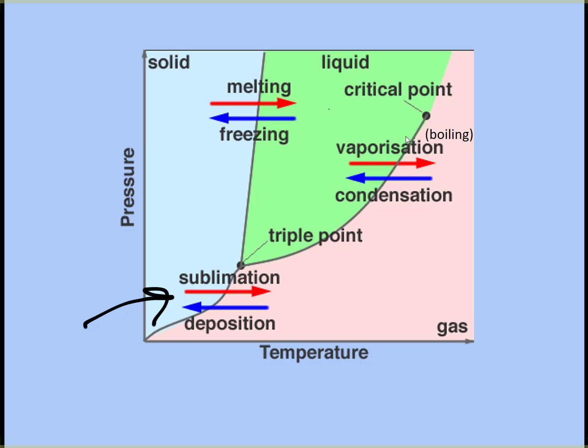A good example of that is dry ice. If you get some dry ice, it will go directly from a solid to a gas at room temperature. Deposition is when you go directly from a gas to a solid, and this occurs on some cold mornings when you go out to your car that's parked outside and there's a layer of ice on your windshield. What has happened is the water vapor that's in the air has directly deposited on your windshield, so it's gone from a gas to a solid.